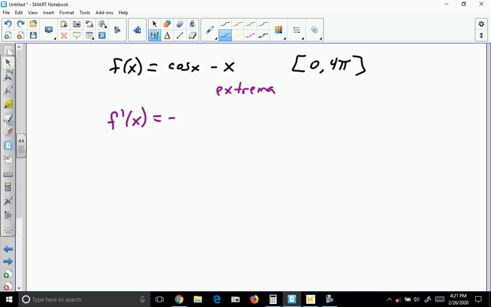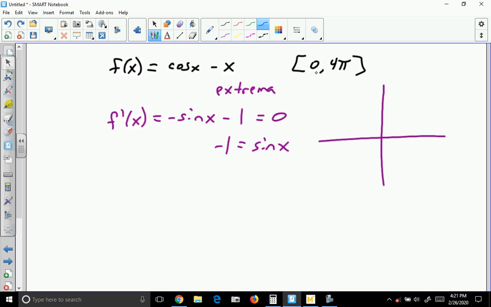So if we take the first derivative, minus sine x minus 1, if we set that equal to 0, we can add sine to both sides and get sine x equals -1. So we need to locate all of the values from 0 to 4 pi for which sine is -1. On the unit circle, sine is the y-coordinate, so the y-coordinate is -1 there. In the first rotation, that's at 3 pi over 2.